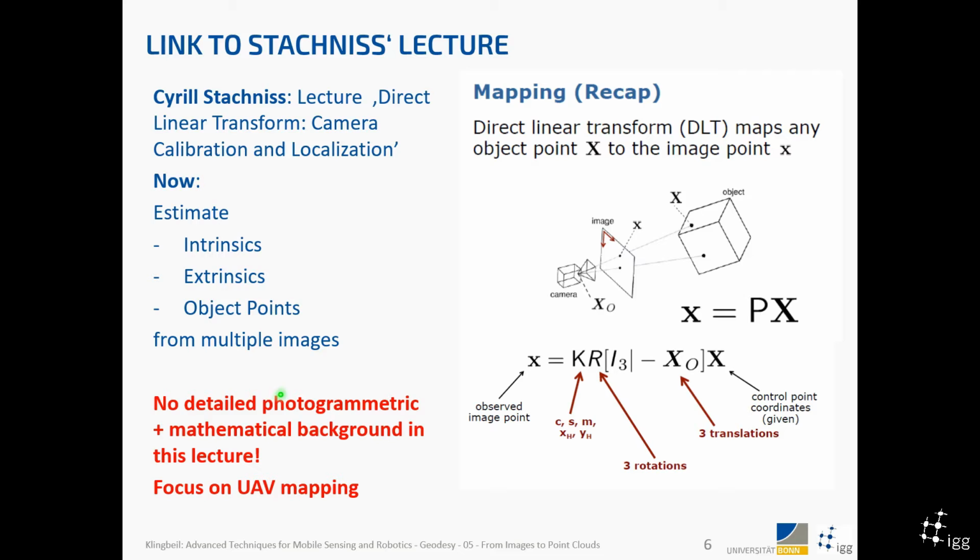This lecture will not be a detailed photogrammetric and mathematical background of this process. It gives an overview about the different steps, what happens, and what the results are, but it will not go into mathematical depth to explain the bundle adjustment and all these things. It will also focus on UAV-based mapping, because this is where we usually use these methods, and I will have some examples where we used UAVs to generate 3D point clouds of some environment.